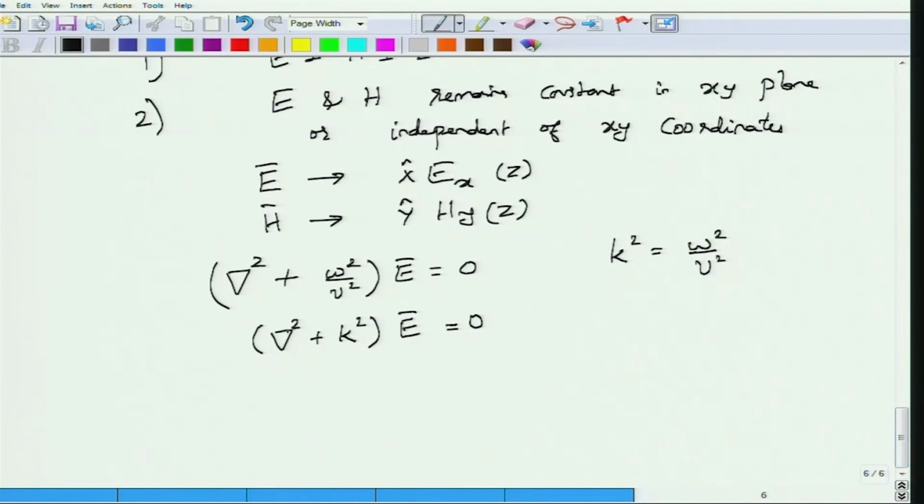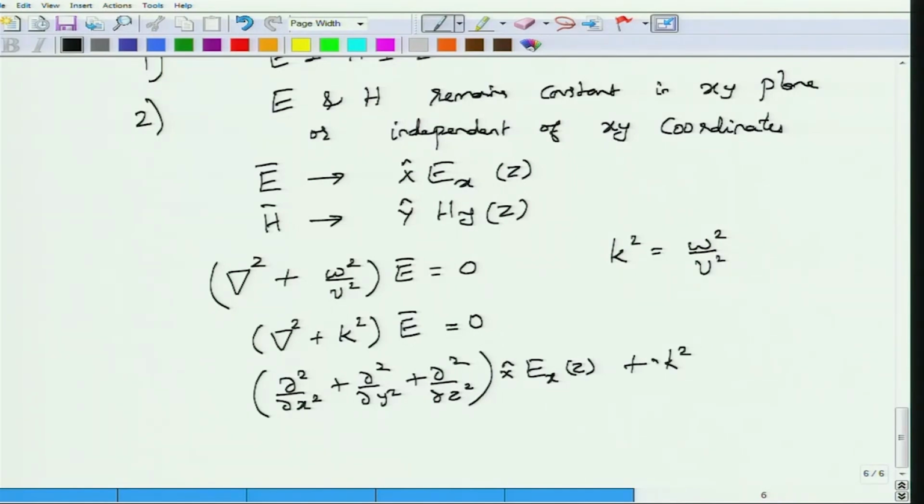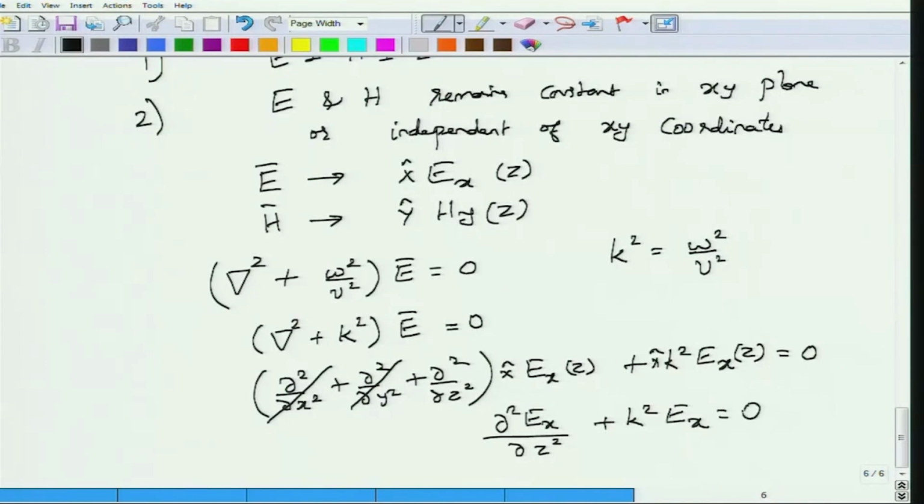Now expand this equation. What is del square? Del square is del square by del x square, plus del square by del y square, plus del square by del z square. The electric field E is nothing but x hat Ex of z, plus k square x hat Ex of z equals 0. Now Ex is only a function of z, not a function of x or y. So there is no point retaining the del square by del x square and del square by del y square terms; they cancel out. There is x hat everywhere, which simply means I can drop the vector and replace this with a scalar equation: del square Ex by del z square plus k square Ex equals 0.